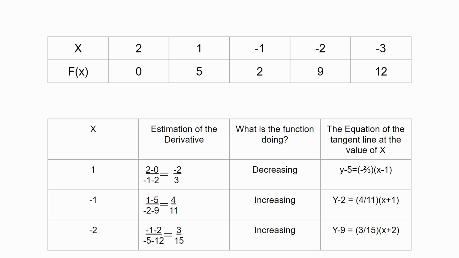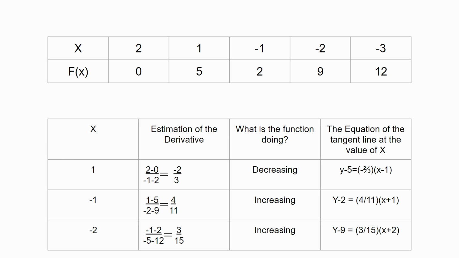At x equals 2, f of x equals 0. At x equals 1, f of x equals 5. At x equals negative 1, f of x equals 2. At x equals negative 2, f of x equals 9. At x equals negative 3, f of x equals 12.